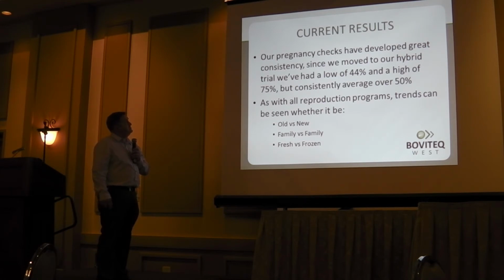And so our pregnancy checks. We've now developed great consistency in our preg checks. As with any breeding policy, you have your disappointments. Since we moved to our hybrid trial, we've had a low of 44% and a high of 75%, but we consistently average over that 50%.